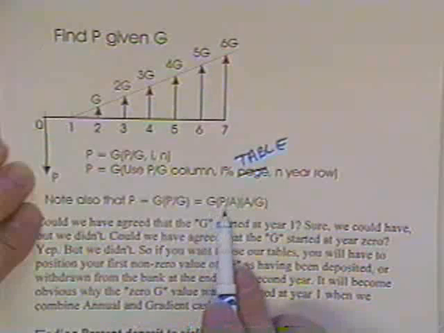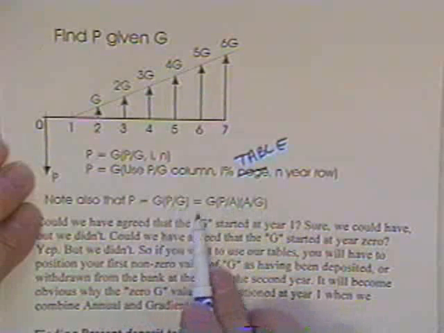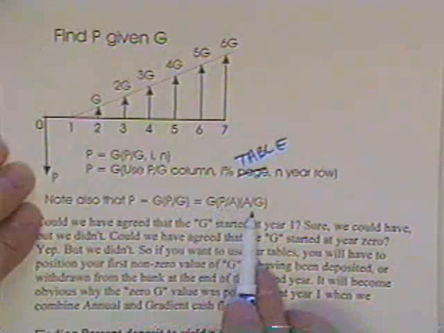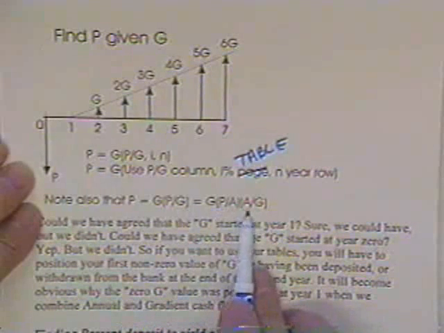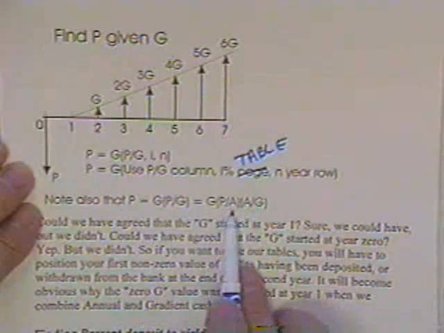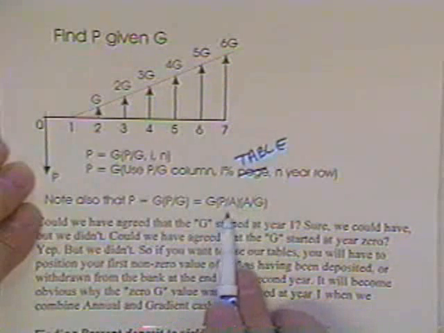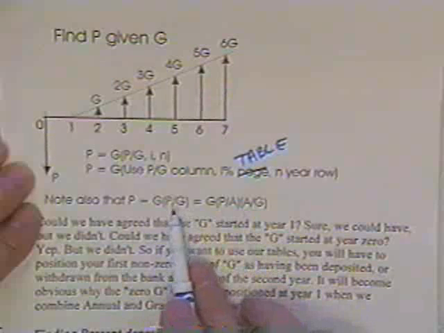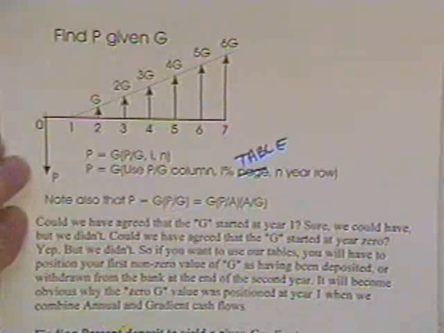All you've got to do is look around till you find a couple of things that'll give you P over G. You have a P over A, that gives you the P you need in the top. You have an A over G, that would give you the G in the bottom. The A cancels the A, so if you multiply this factor in the table times this factor in the table, you'll get the factor you want, P over G.